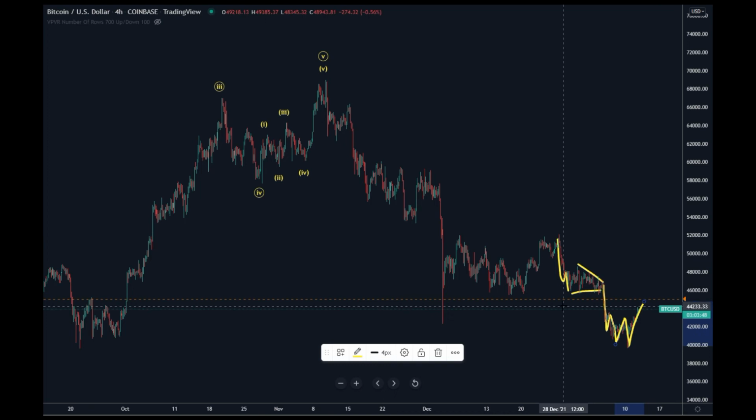So if this is a zigzag, that would be a W. And if this is a triangle, that would be an X. If this is another zigzag, that would be a Y. And what appears to be a flat would be another X. And then we're looking for another 3-wave move down to here to give us a Z. Okay, that's one possibility.